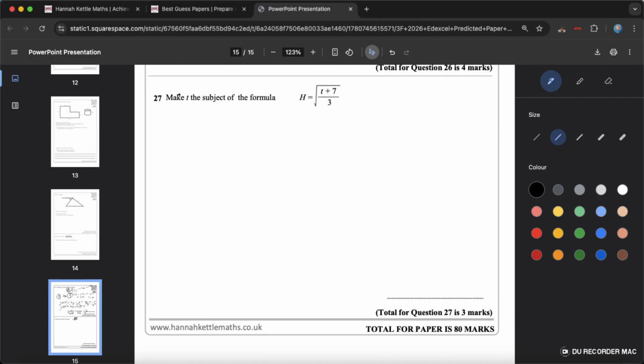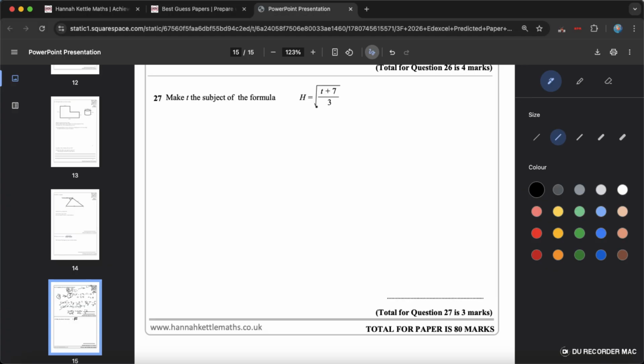Okay, now we're going to look at question 27. Make t the subject of the formula. Okay, this is the last question actually. I think this one is more likely to come up than simultaneous equations, believe it or not, ladies and gentlemen. Now, this has to be the hard question, but it's actually not.